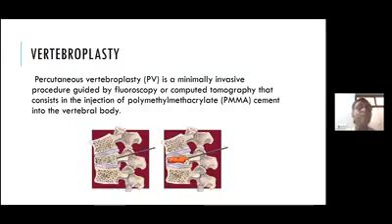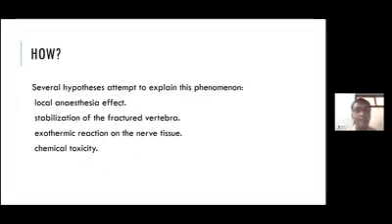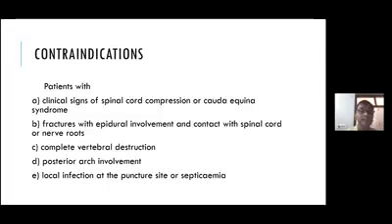Coming to interventional vertebroplasty. Percutaneous vertebroplasty is a minimally invasive procedure guided by fluoroscopy or computed tomography that consists of injection of PMMA cement into the vertebral body. So how does this cement act? There are several hypotheses which attempt to explain this phenomenon. First, there is local anesthesia effect. Second, there is stabilization of the fractured vertebra. Third is exothermic reaction on the nerve tissue. And fourth, because of the chemical nature of PMMA, it can decrease the pain of the mets.